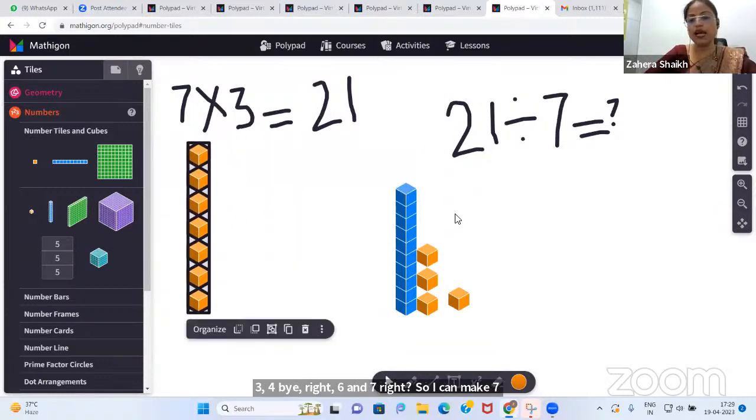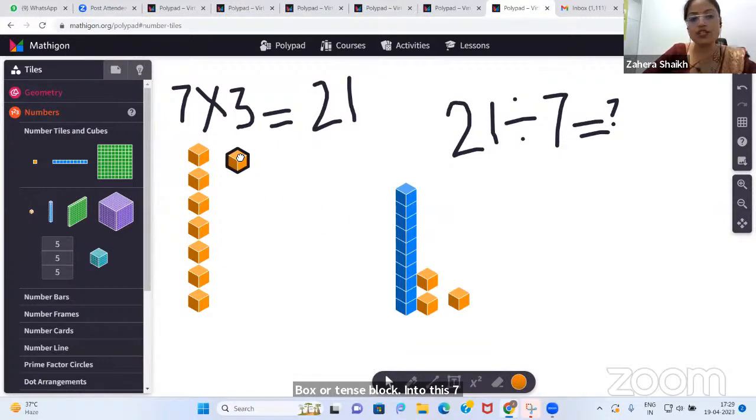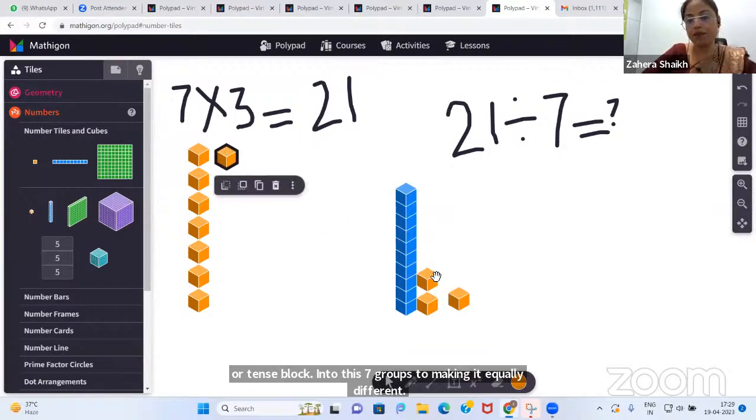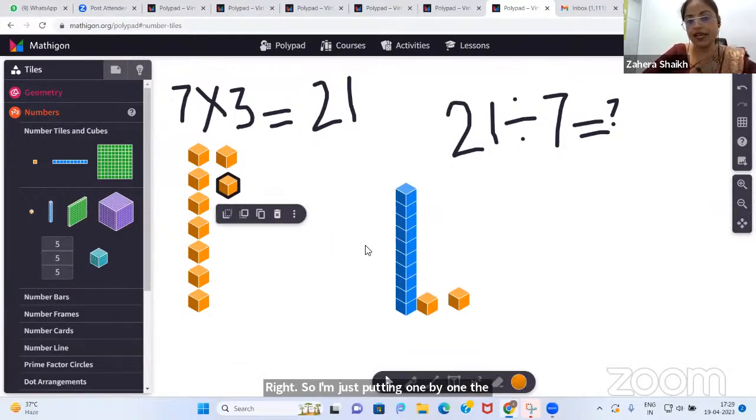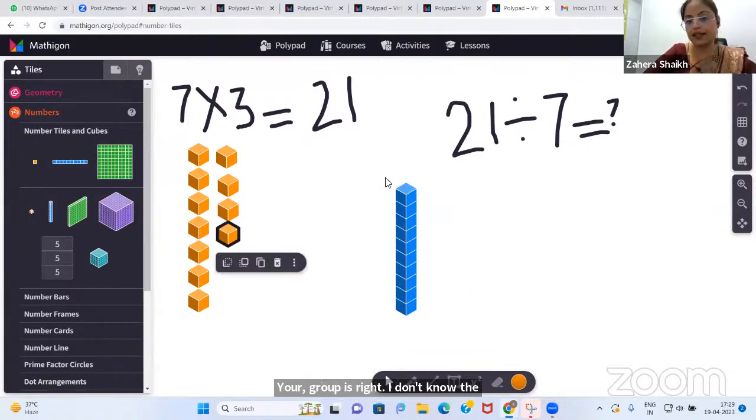Now I know that I need to divide the rest of these unit blocks or tens block into these 7 groups to make it equally divided, right? So I'm just putting one by one the blocks here. Okay, I don't know what the size of each group is, right? I don't know the size, but I need to know that.